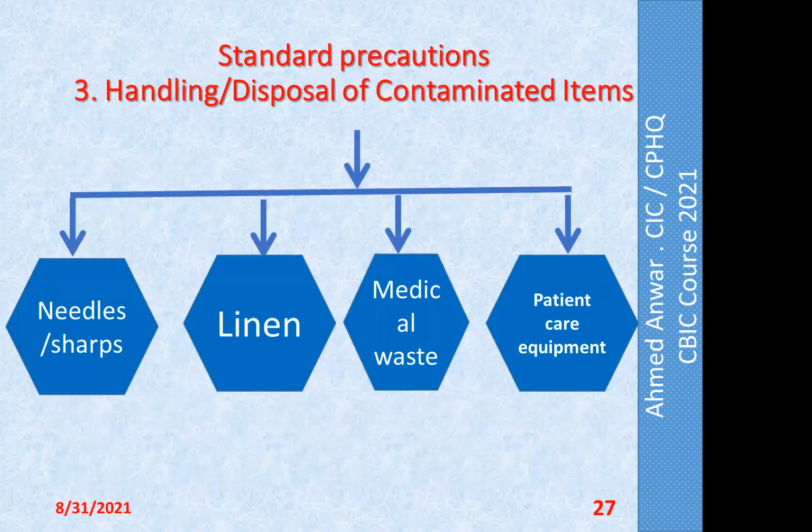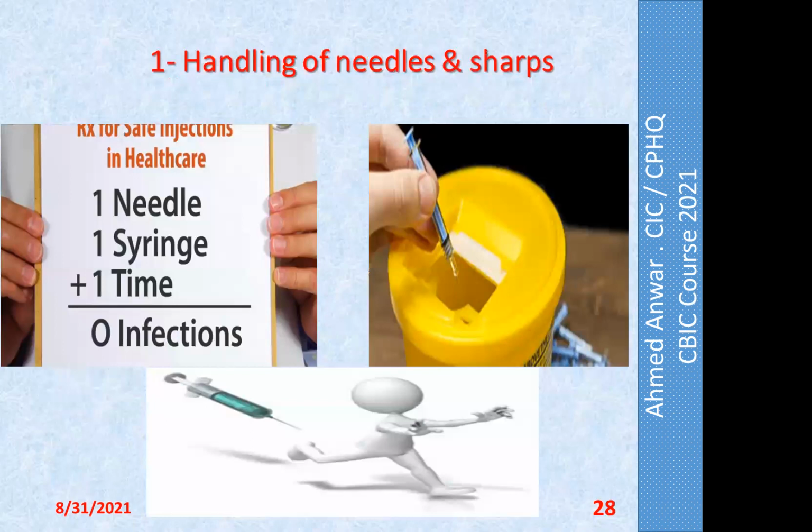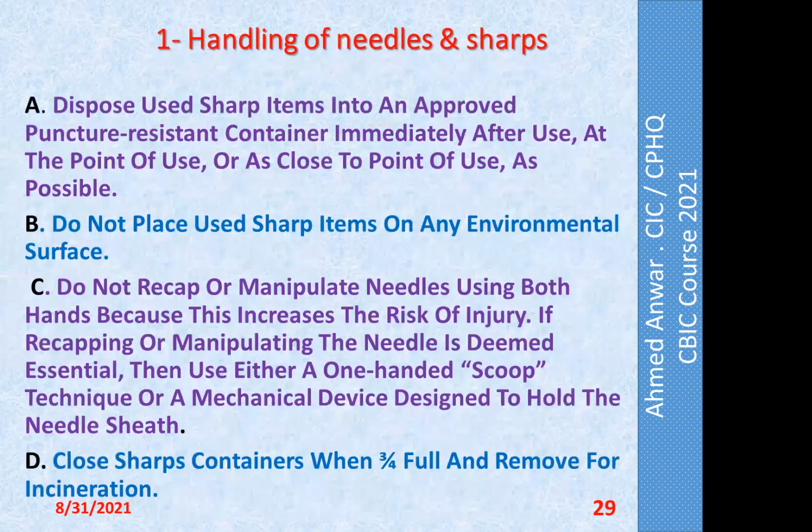The third point of the standard precautions is the handling or disposal of contaminated items. Contaminated items include needles or sharps, linen, medical waste, and patient care equipment. We will start with the needle. Keep in mind all the time that when we care with needles, one needle for one syringe for one time will equal zero infection. And all the time we must avoid needle stick injury.